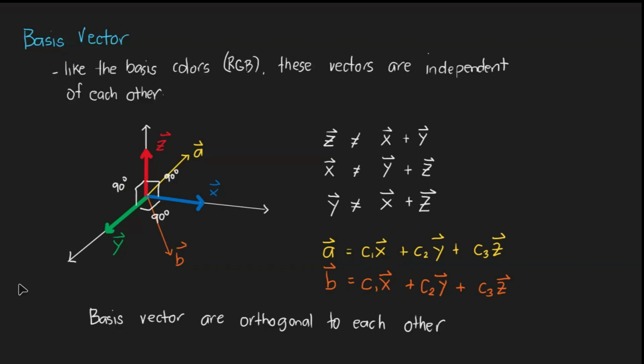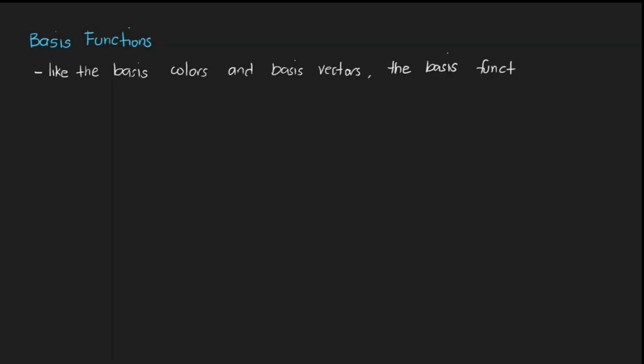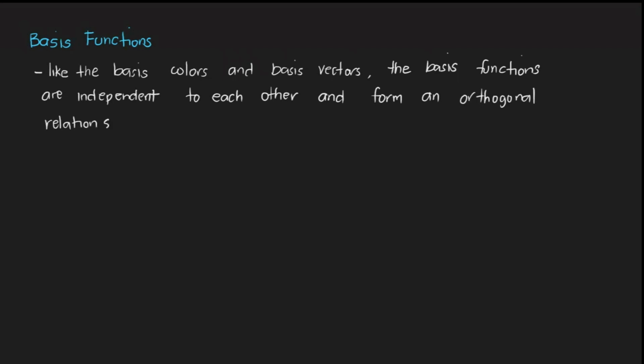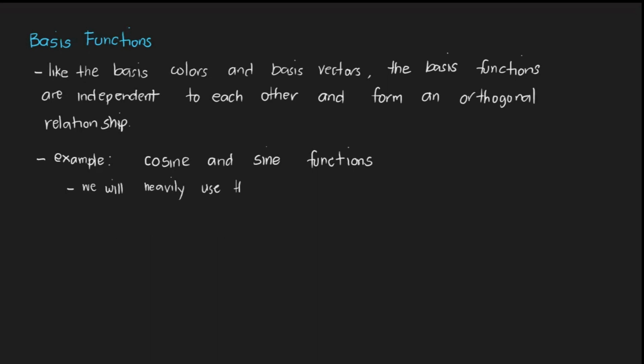So, what are the basis functions? Like the basis colors and basis vectors, the basis functions are independent of each other and form an orthogonal relationship. Examples are the cosine and sine functions. We will heavily use these two functions in almost all the signal approximations.